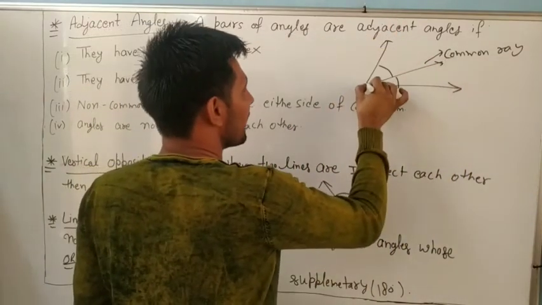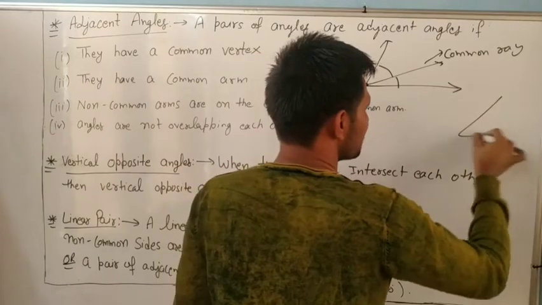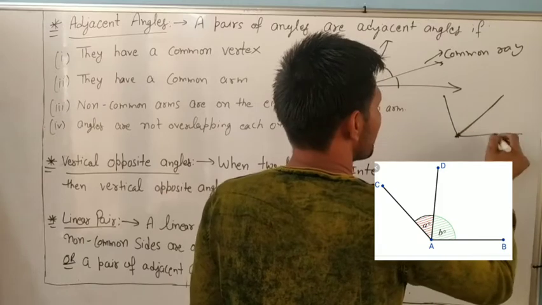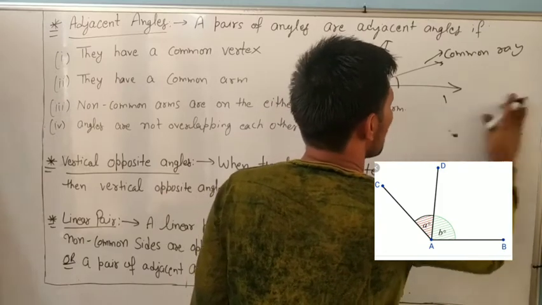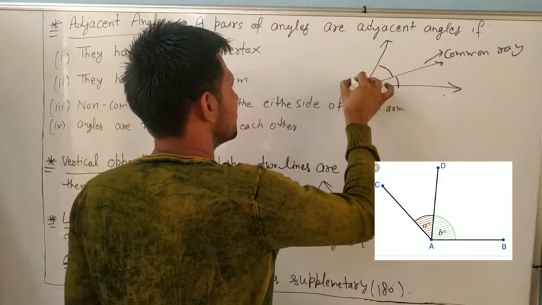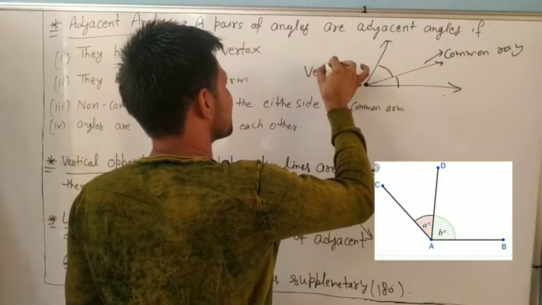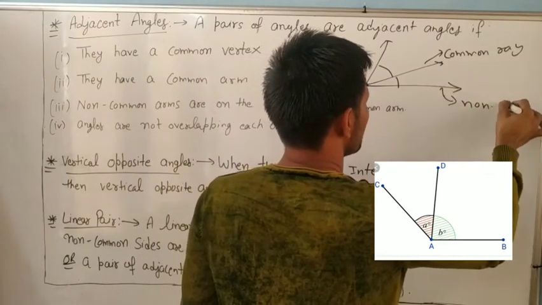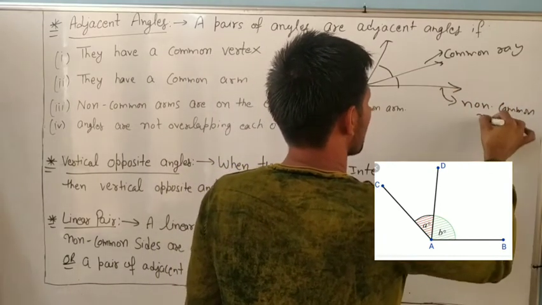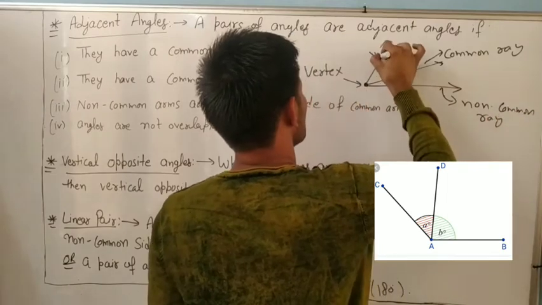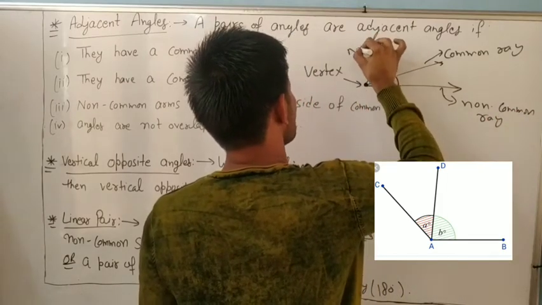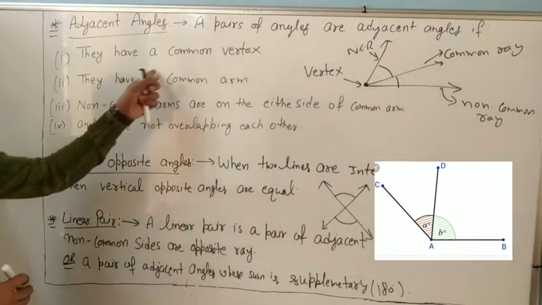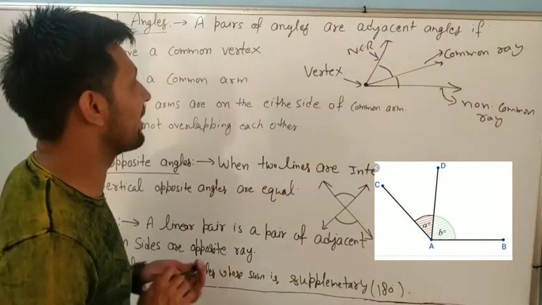Now, where these two angles, the common ray and the non-common ray, are meeting, it is called the vertex. This one is a non-common ray, and this is also a non-common ray, NCR. So look here, they have a common vertex. The angles should have a common vertex.